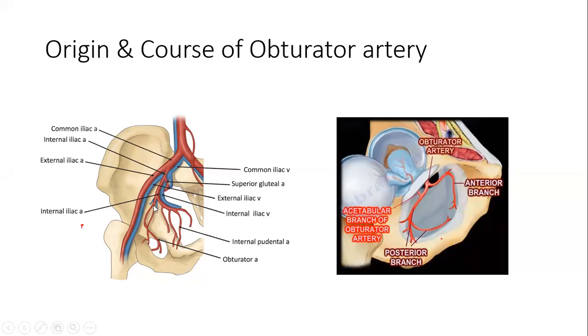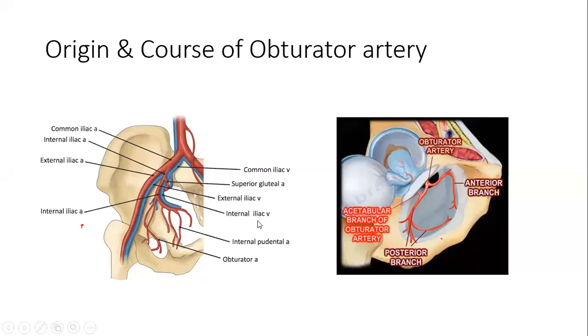Here you can see it is running on the lateral pelvic wall to reach the upper part of the obturator canal. It leaves the pelvic cavity to enter the thigh along with the obturator nerve and vein through the obturator canal. And soon after exiting the pelvic cavity, it divides into anterior and posterior branches. Here you can see below the obturator foramen, anterior branch and posterior branch, which are shown to be encircling around the external aspect of the obturator foramen by anastomosing with each other.